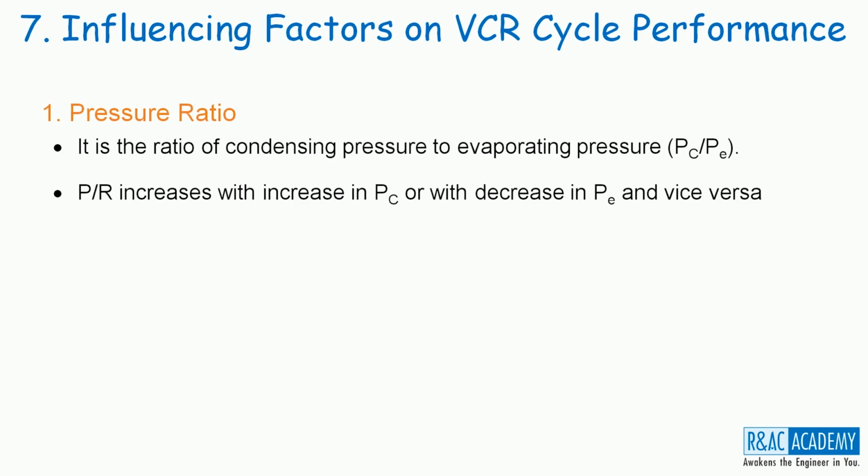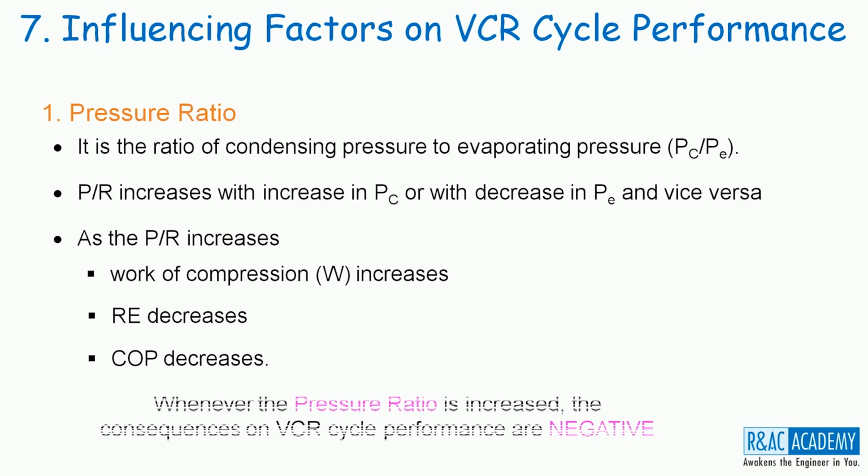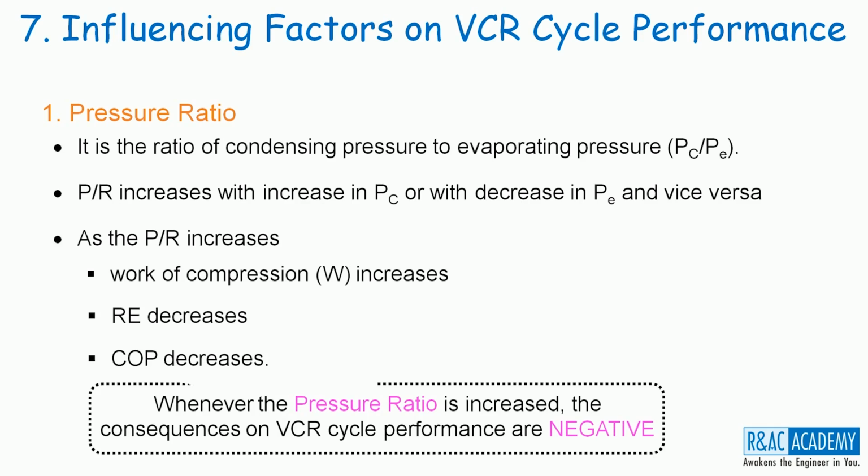Let us now see how the pressure ratio will be influencing the performance of VCR cycle. As the pressure ratio increases, work of compression increases, RE decreases, COP decreases. And to sum it up, whenever the pressure ratio is increased, the consequences on VCR cycle performance are negative.